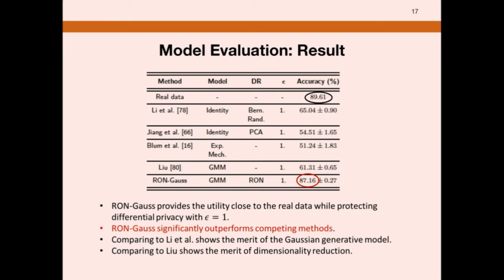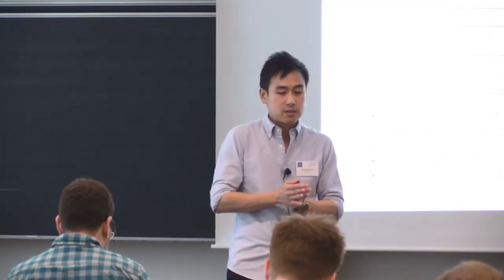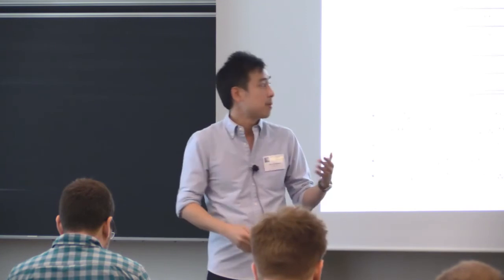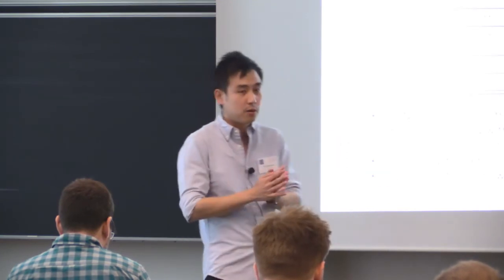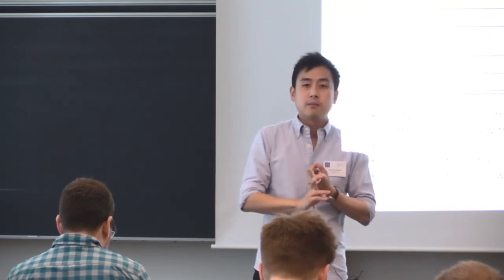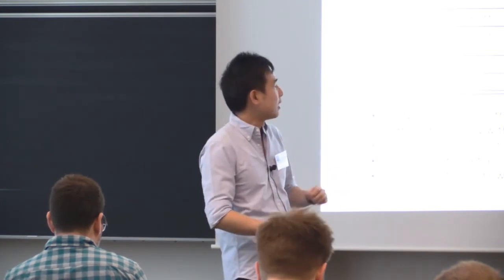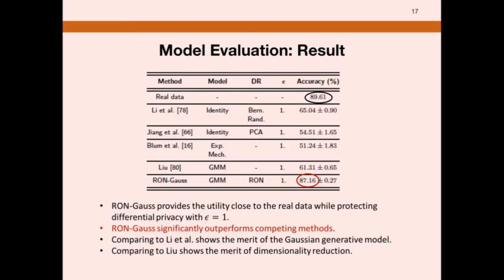That's the fixed parameter. So you can see at the bottom how RonGauss performs very well compared to the original data, with a pretty small loss. And specifically, it significantly outperformed competing methods by quite a large amount. And again, like I mentioned, by comparing different dimensionality reduction techniques, it justifies the random projection. And by using GMM compared to the identity model, it also justifies the GMM model.